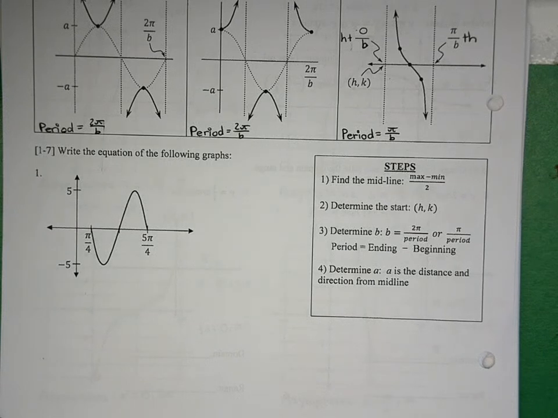Remember, the starting point varies based off of what function you've identified that you are writing. And so number 1 here, that would be the first thing you'd want to figure out. What type of function are we looking at in number 1? Is this a sine, cosine, secant, cosecant, tangent, or cotangent?